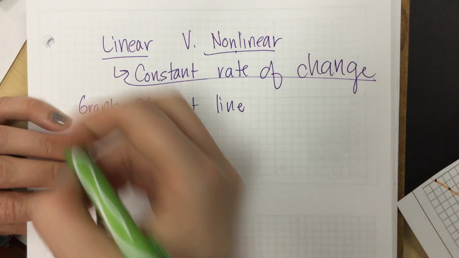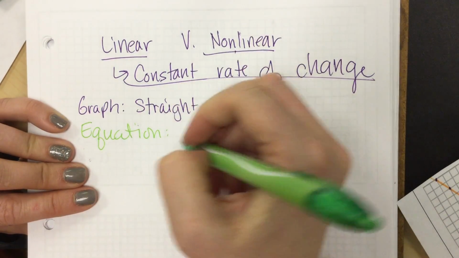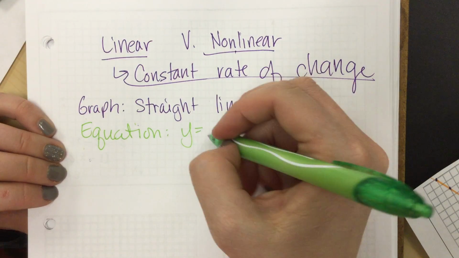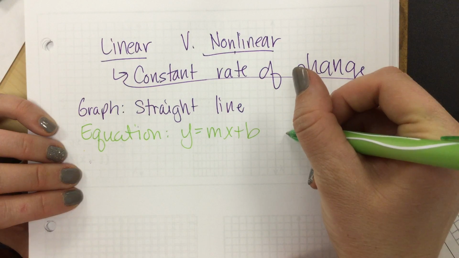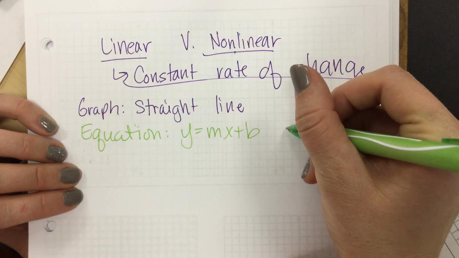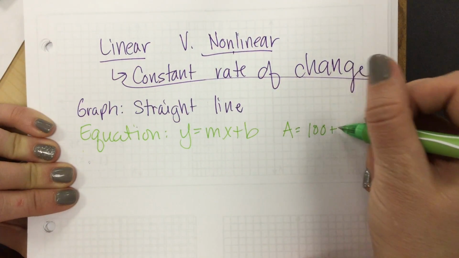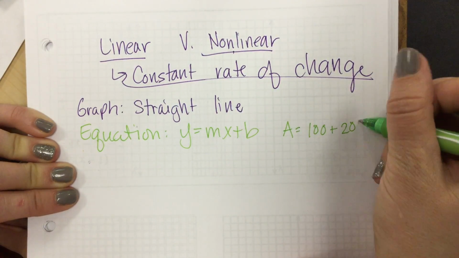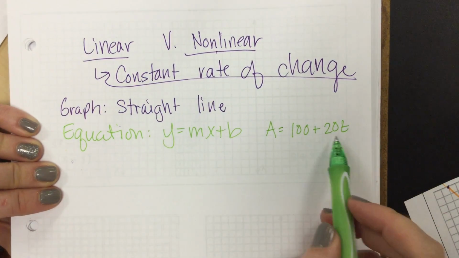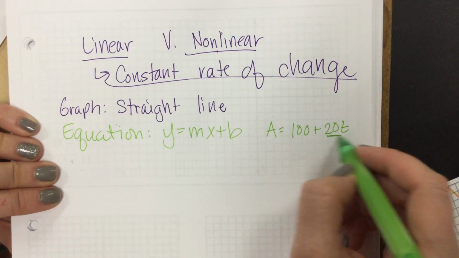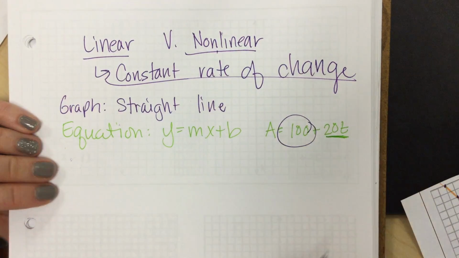In an equation, in order for it to be linear, the equation will be set up in this format: y equals mx plus b. Let's talk about the money in my account. I have $100 in my account right now, and then every week I add $20. So there it is, 100 plus 20t. Here is our constant rate of change of 20, and that 100 is my starting value.